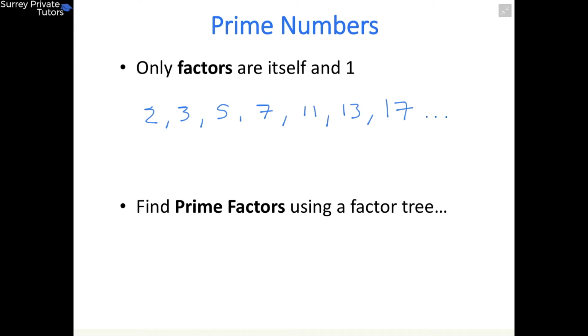Now, sometimes in the exam, you might be asked to find the prime factors of a number. And the easiest way to do this is using a factor tree. So let's look at that in the context of an exam question.